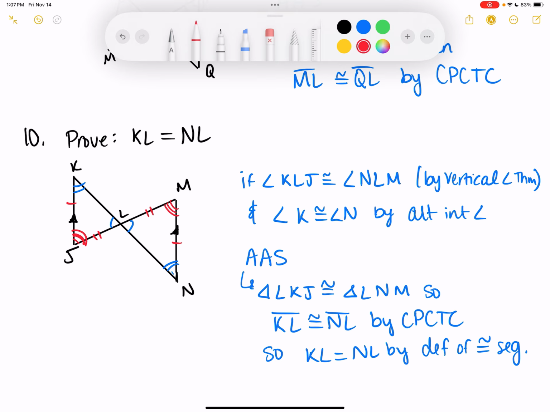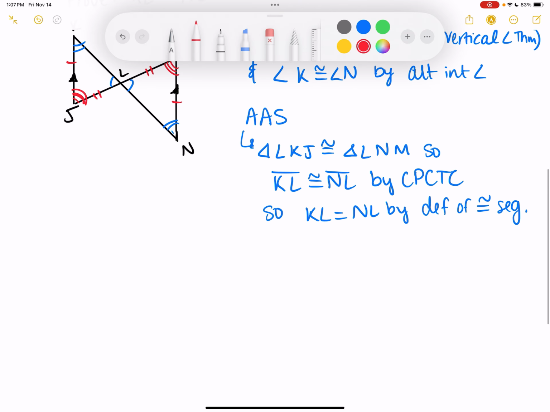Have y'all ever seen the string game Cat's Cradle? Okay. Well, we're going to be looking at the triangles that come out of the Cat's Cradle thing.